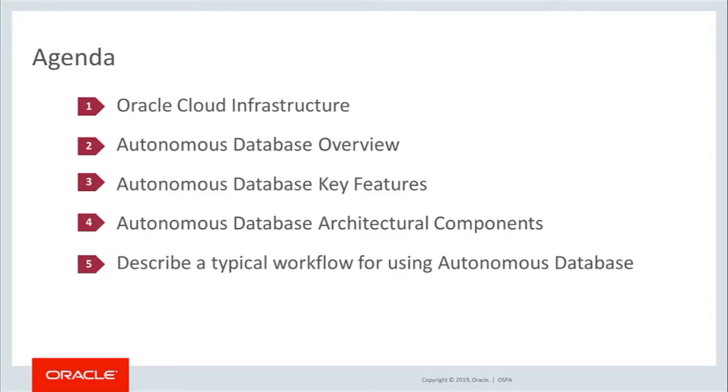We will start with a quick overview of the Oracle Cloud Infrastructure, followed by an overview of the Autonomous Database. We will go over key features of the Oracle Autonomous Database in the areas of self-driving, self-securing, and self-healing. We will learn how the Oracle Autonomous Database integrates and fits with the Oracle Cloud Infrastructure. And finally, we will put it all together with a typical workflow on deploying an autonomous database.